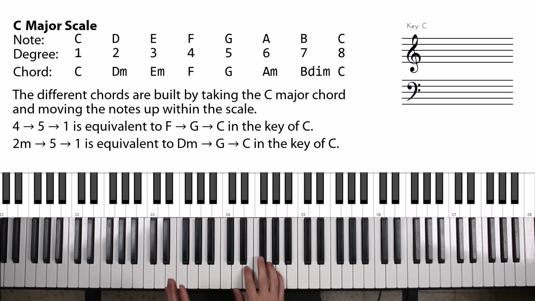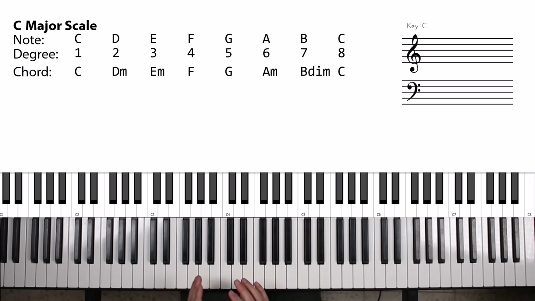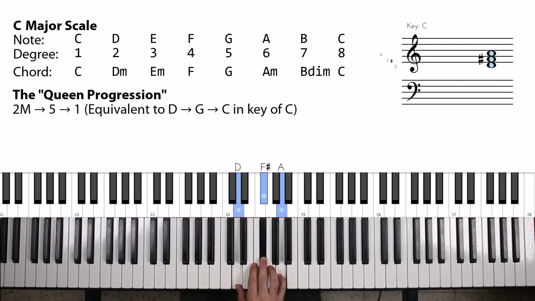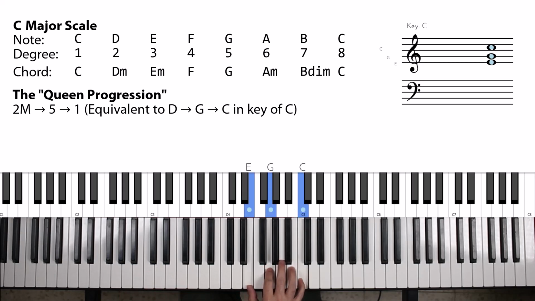Now, what set Queen apart was a particular progression that, as I've said, is not really heard in almost any other band or very, very few other songs. And this is the following. They used to play a 2 major to a 5 major to usually a 1 or a 4, so either a 1, which is a C, or a 4, which is an F.